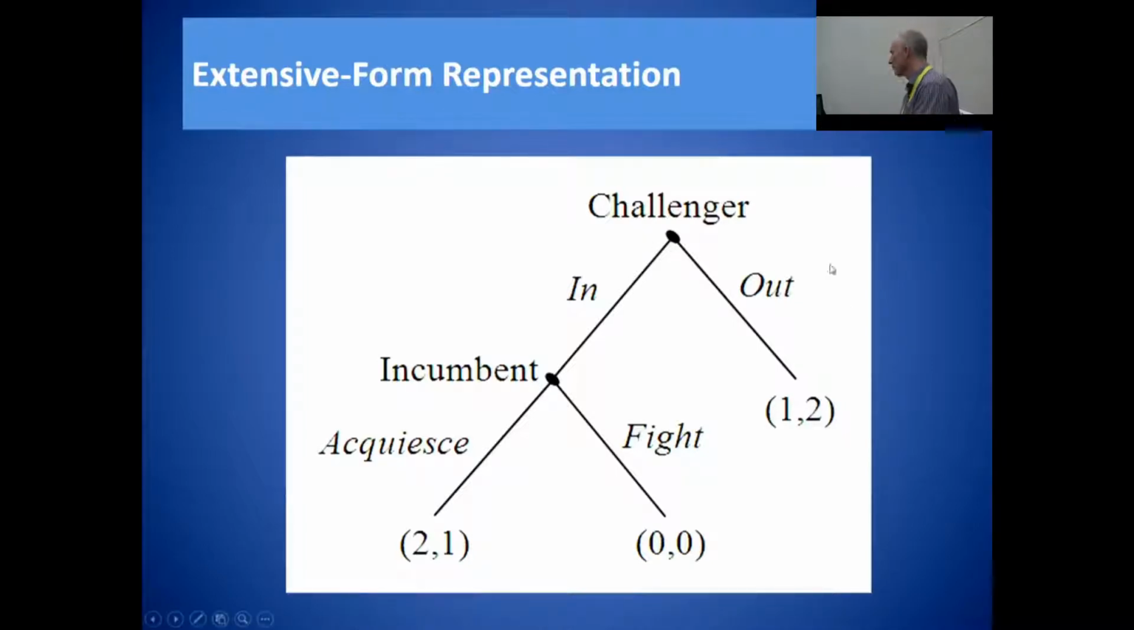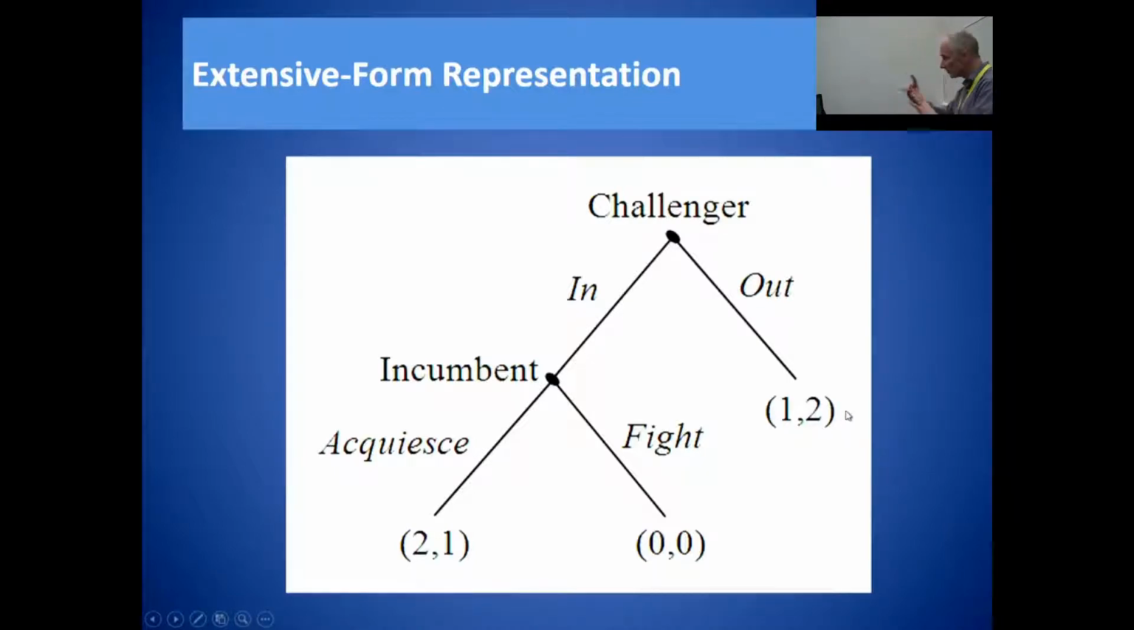We start at the top here, and this is where the challenger, the potential entrant, makes his choice. Does he enter the market, choose in, or does he stay out of the market? So those are the two choices available to the challenger, our potential entrant, in or out. Now, if the challenger chooses to stay out, the game ends. And we get payoffs of 1 to the challenger and 2 to the incumbent.